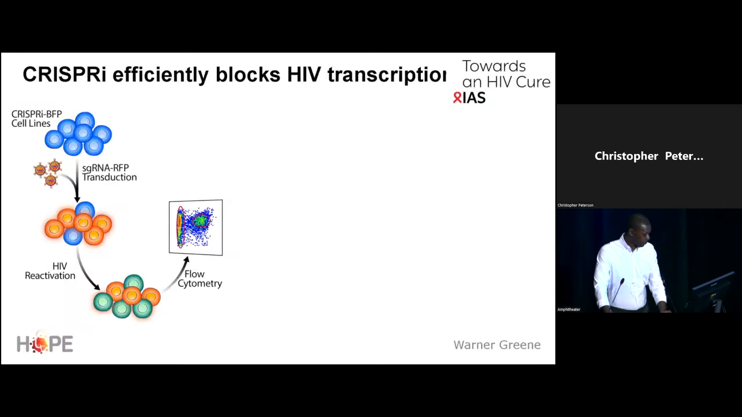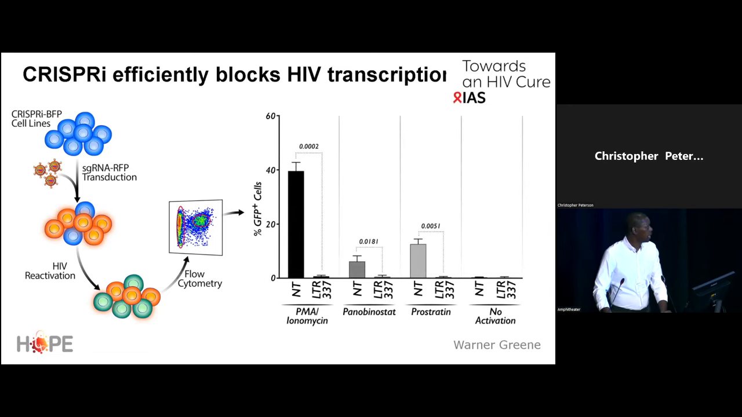So just to give you an example of some of those processes, from the Warner Green Lab, they've been able to show repressor fusion proteins that have been bound to guide RNAs. And with these CRISPRi screens, they identified, as you can see, an LTR region with this 337 compound that is able to efficiently suppress HIV transcription in these cell lines. These are J-Lat cells. And if you reactivate them with panobinostat or prostratin, you actually do see continued suppression with these particular proteins. So we're very excited to move these proteins further forward into our strategy for HIV transcriptional blocks.